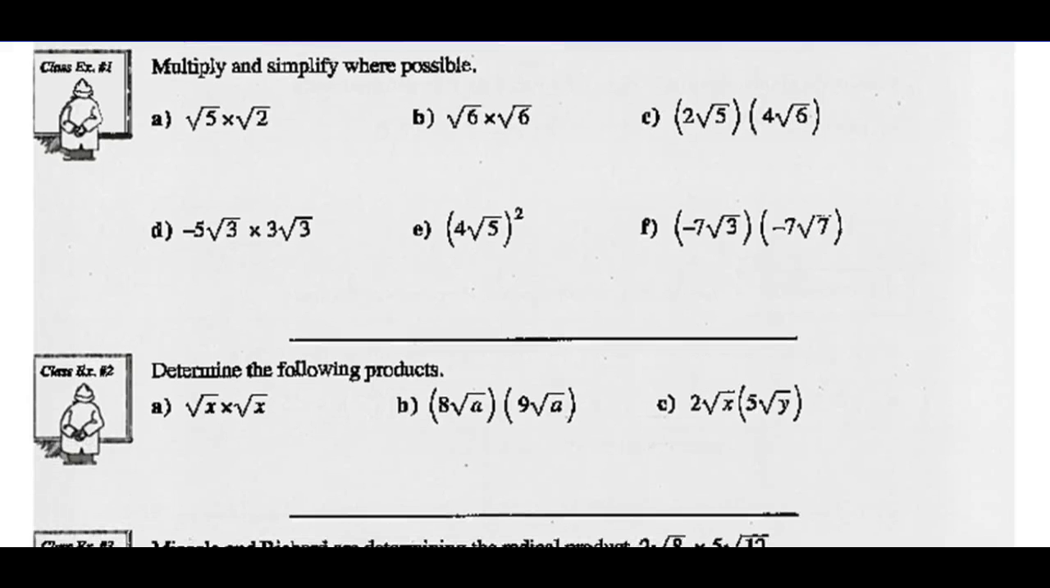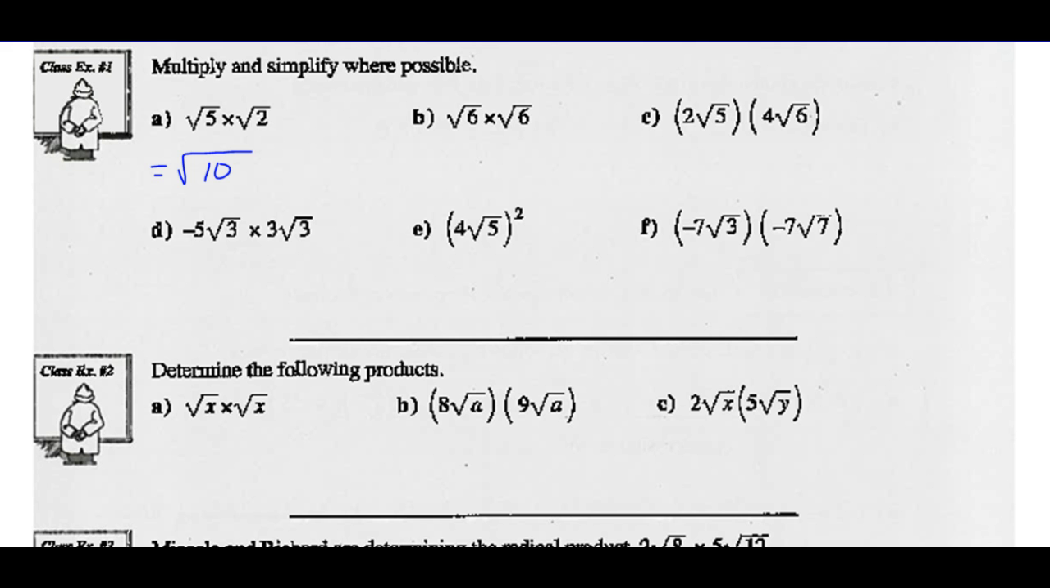All right. So example 1. Multiply and simplify where possible. So these are both index numbers of 2, square roots. So we multiply the coefficients. 1 times 1 is still 1. Keep the same index number and multiply the radicands. 5 times 2 is 10. So we end up with radical 10. We can't simplify radical 10, so that's as far as we can go.